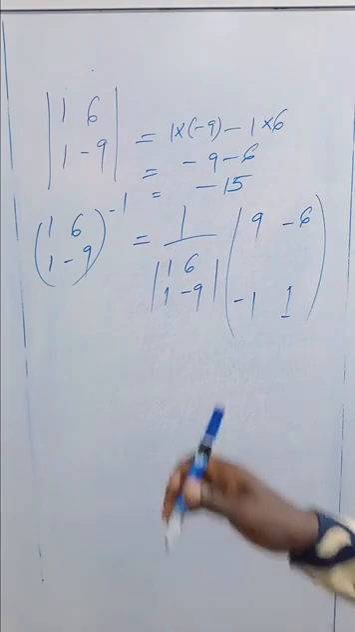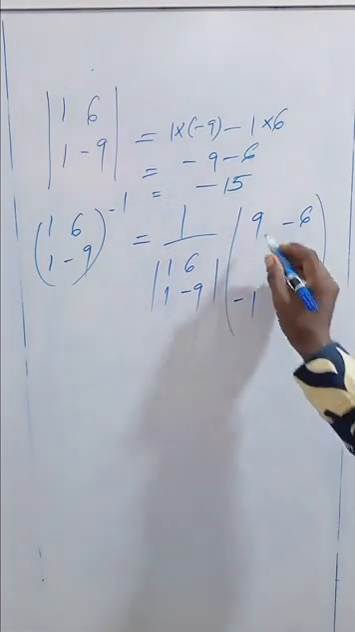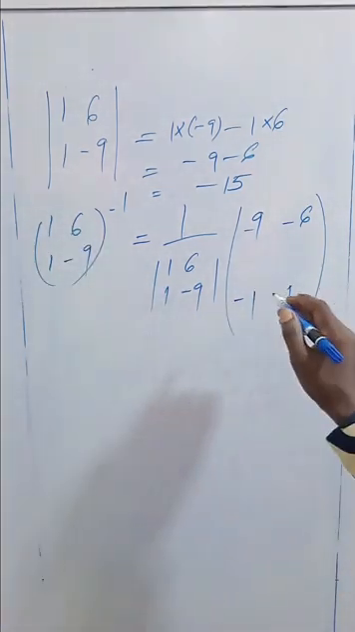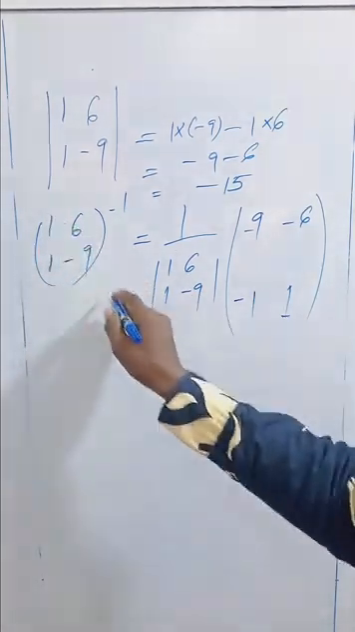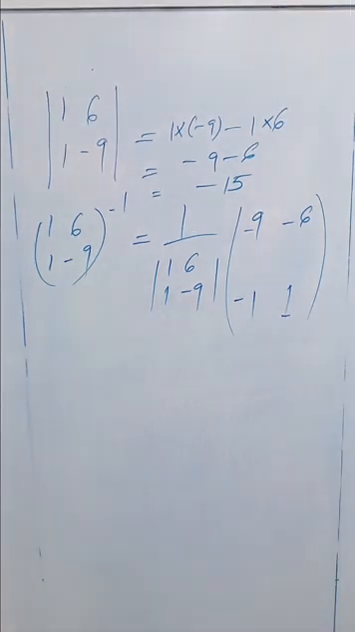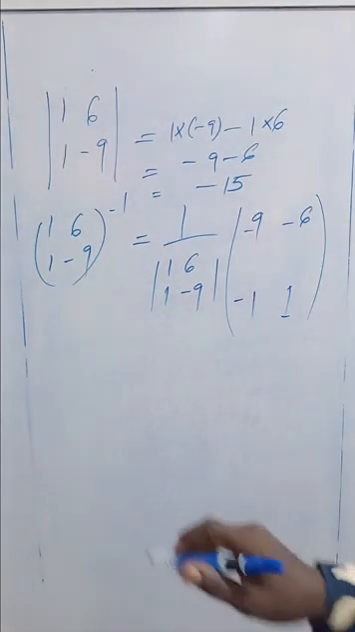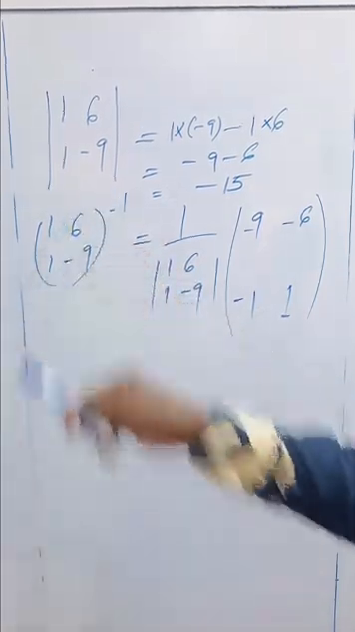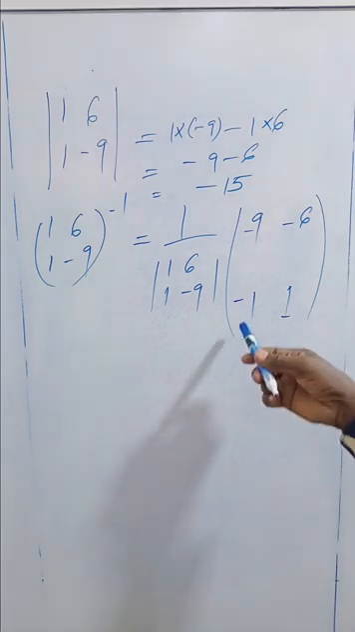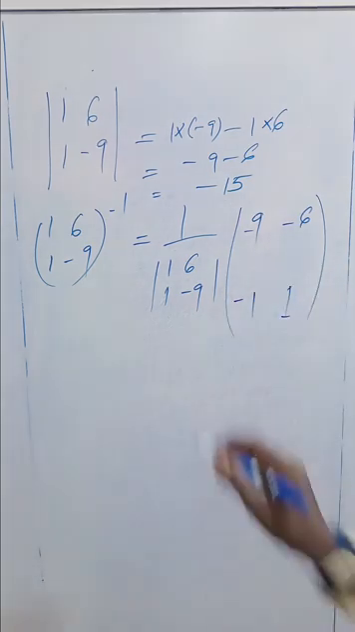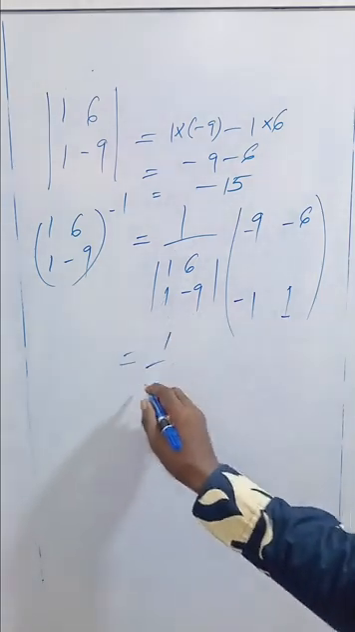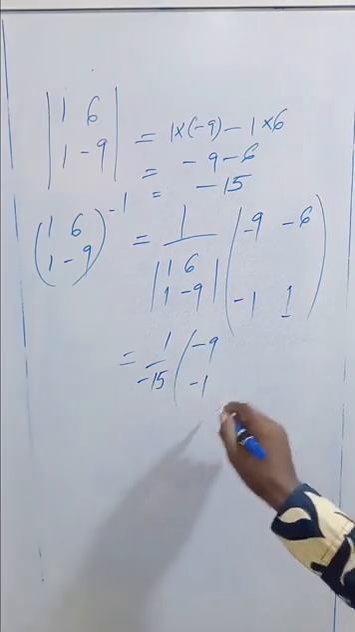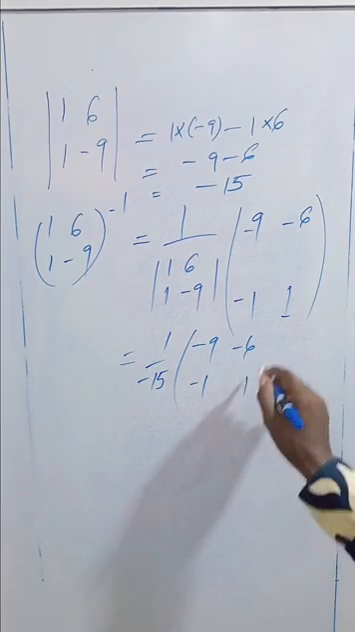In the new matrix, we interchange the values in the main diagonal. 9 goes there, 1 comes here. I will explain the details in the next video. Then in the minor diagonal, we multiply them by negative 1, so they become negative 1 and negative 6. So this gives us 1 over negative 15 into the bracket negative 9, negative 6, negative 1, 1.